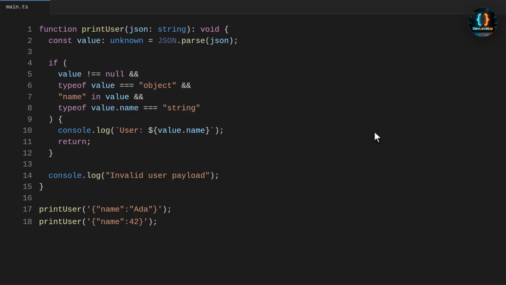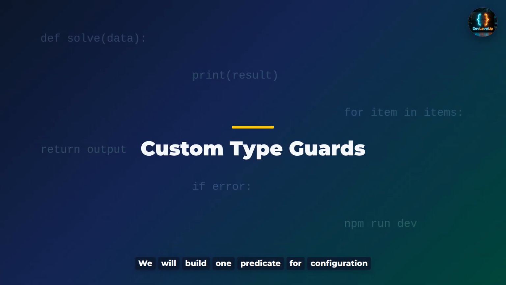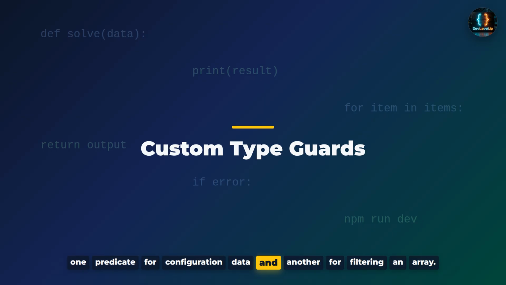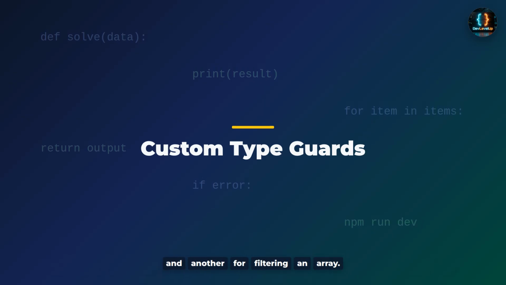Keep API responses and parsed JSON typed as unknown until every property needed by the current operation has been checked. A successful parse only proves valid JSON syntax, not a valid application model. Repeated validation becomes easier to maintain when it has a name and a precise type predicate. We will build one predicate for configuration data and another for filtering an array.